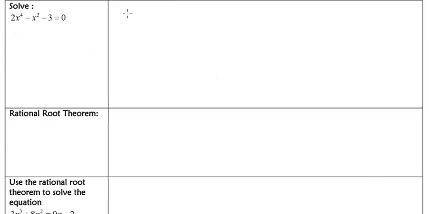So we've got 2x to the fourth. What's going to multiply to give us 2 times negative 3? So what's going to multiply to give us negative 6, but add to give us negative 1? And our answer is going to be the negative 3 and positive 2. And so that's what this middle term is going to break up into. And so we're going to have 2x to the fourth minus 3x squared plus 2x squared minus 3 equals 0.